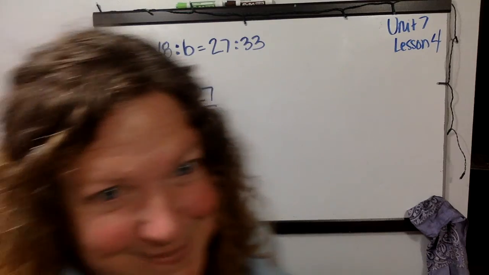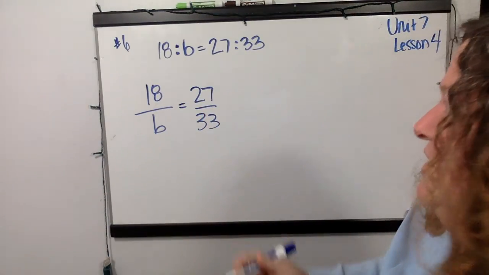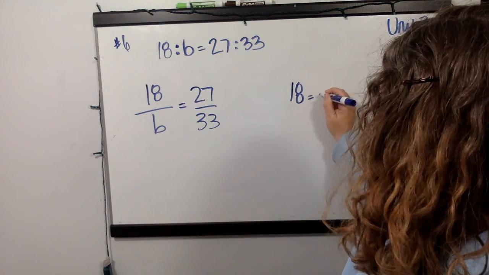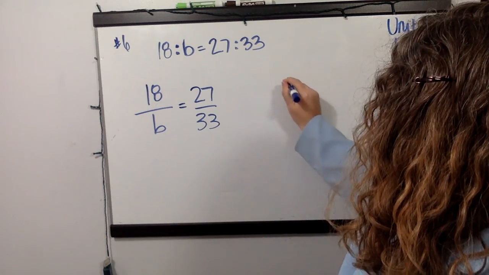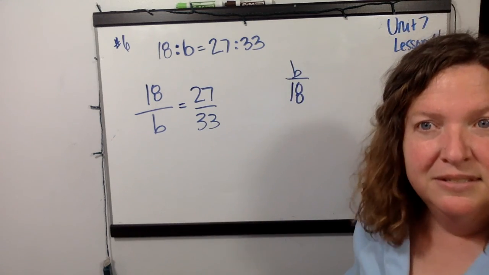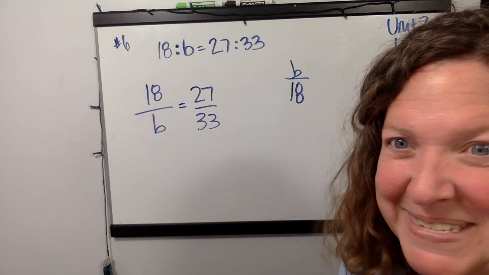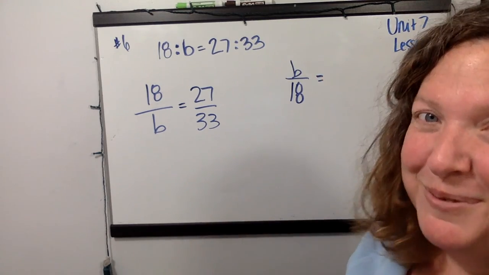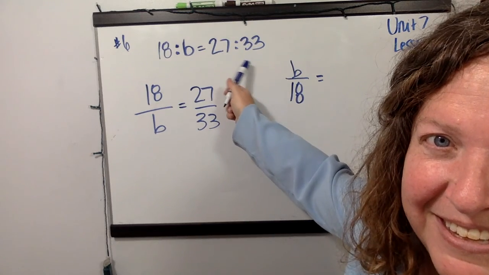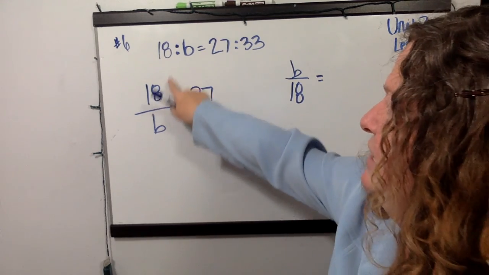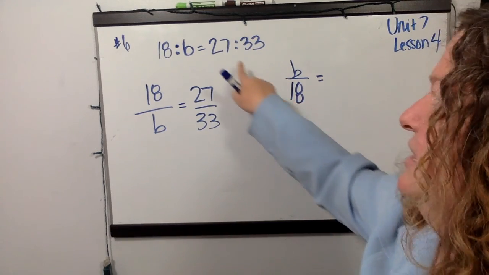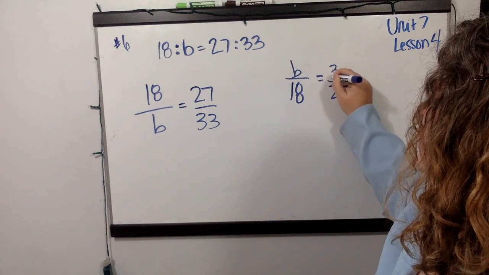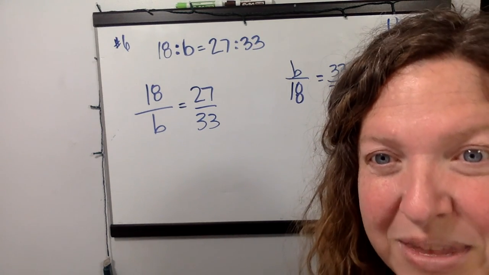Now, get ready to have your mind exploded. What if I said 18 equals, what if I did 18 on the bottom and B on the top? Is that a disaster? No, it's not a disaster at all. But what do I have to do then for this part? I have to make sure that if I put the 18, which is the first number, on the bottom, then I also have to put this first number, the 27, on the bottom. It's not a disaster. I've just got to make sure that I follow those things.